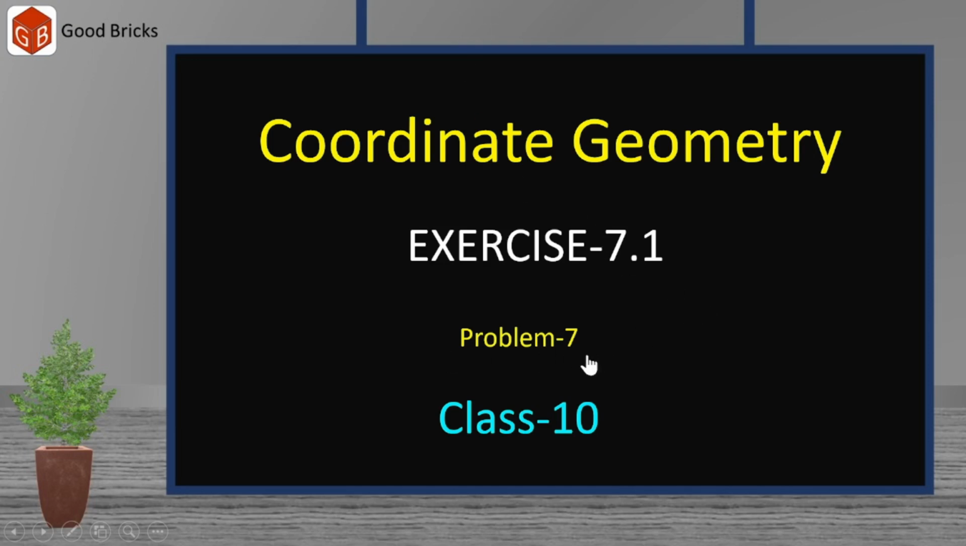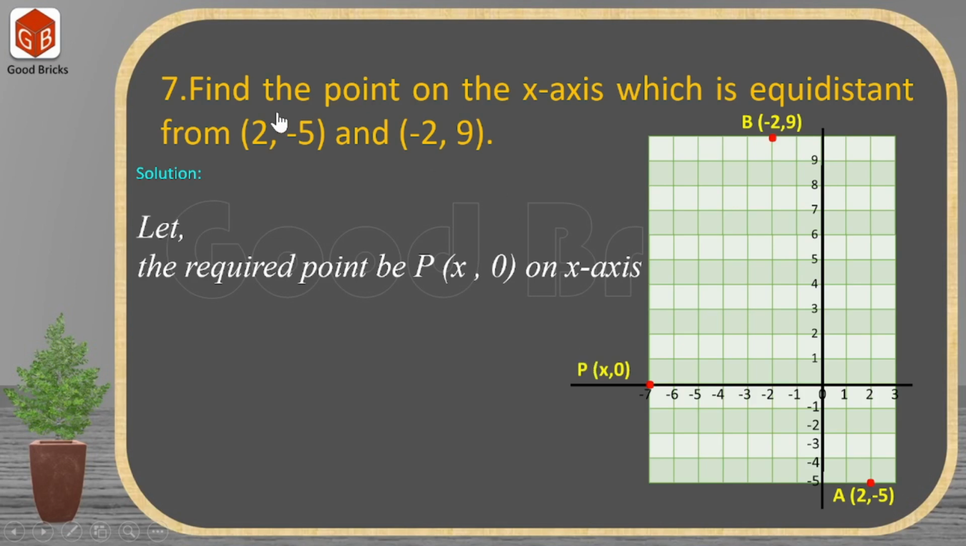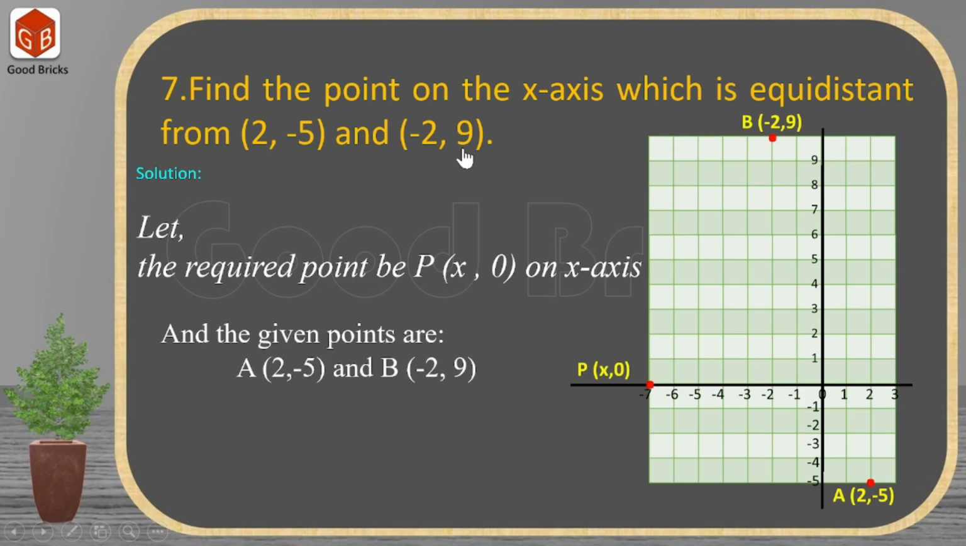Now we are going to solve problem 7. In this problem, they are asking us to find the point on the x-axis. So this is the x-axis. If the point is on the x-axis, its y-coordinate is 0. So that is the reason we are assuming the required point P as (x, 0). Now they have given 2 other points, and these 2 points are at equal distance from this point P. See here, from this point P, A has some distance. Whatever the PA length is, the same PB length is also equal.